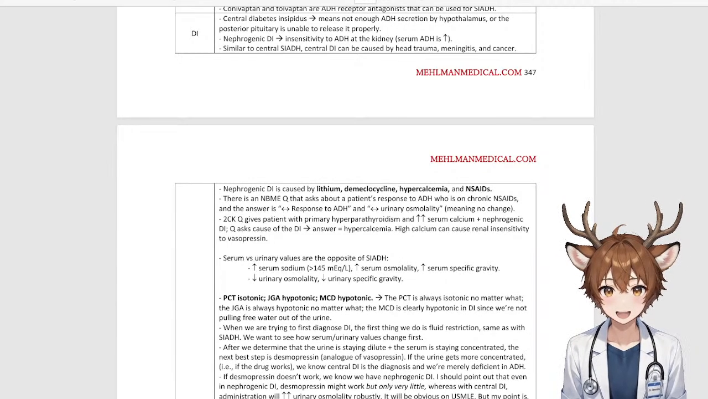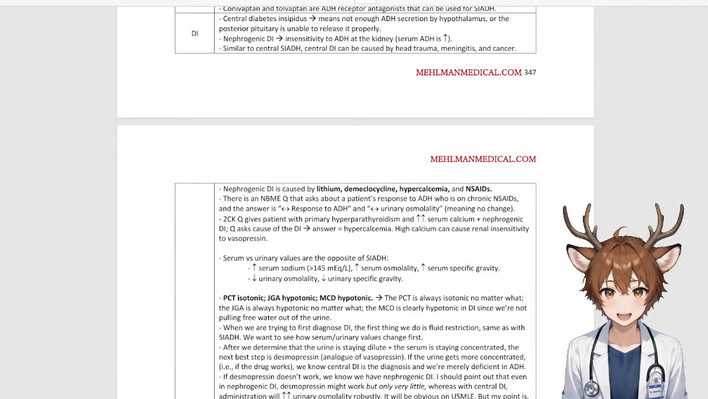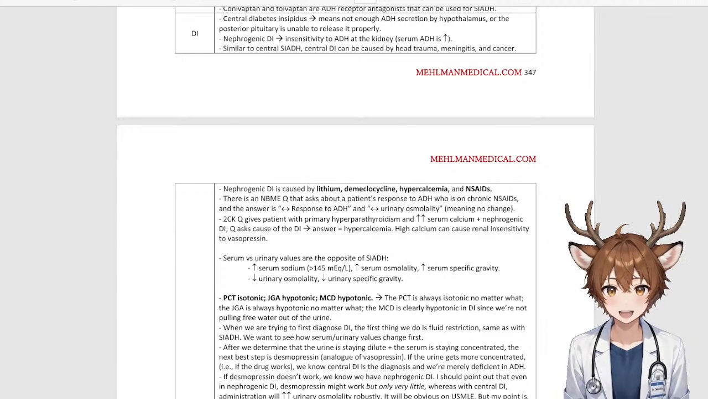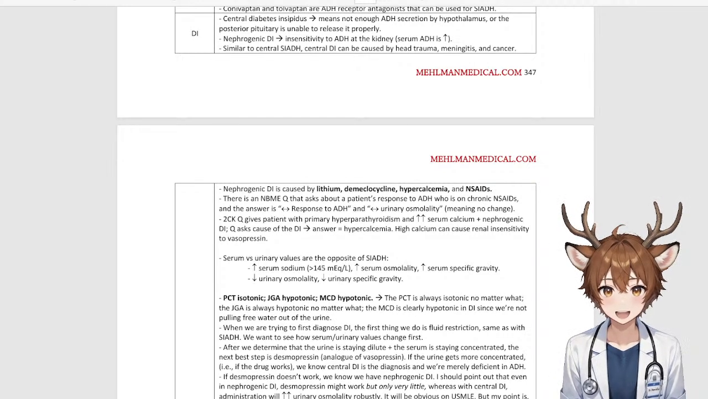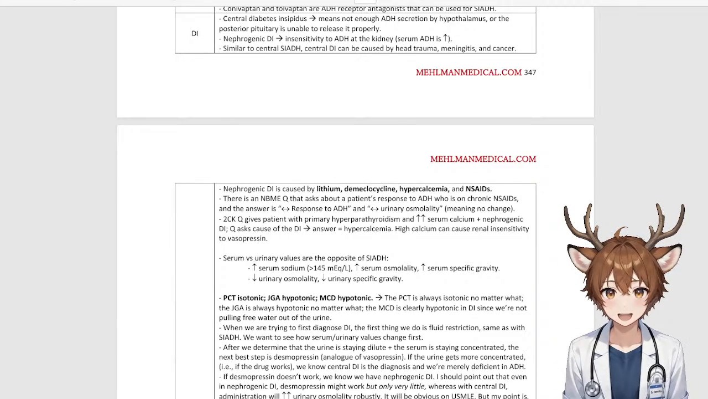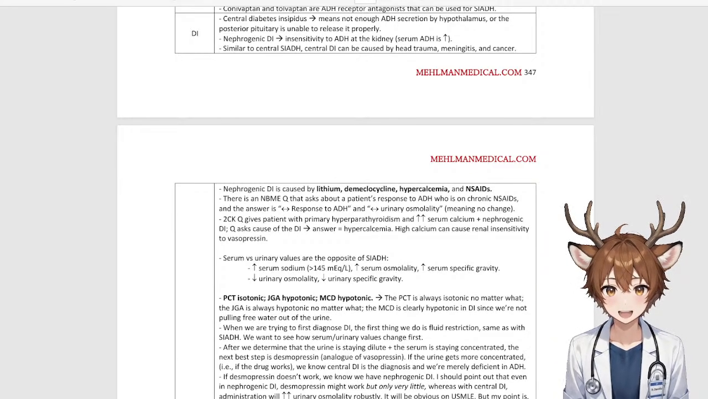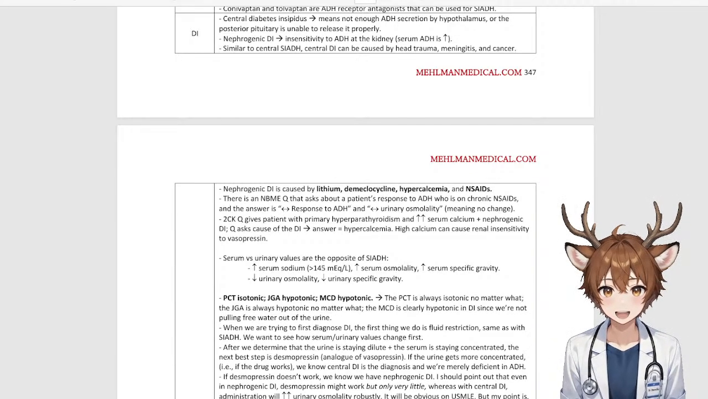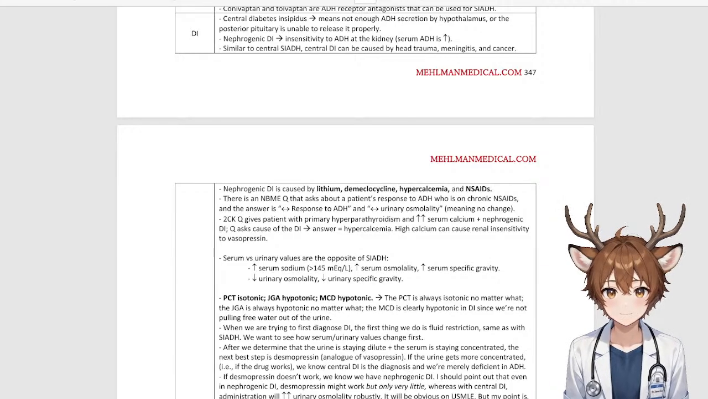Serum versus urinary values are the opposite of SIADH. Elevated serum sodium would be greater than 145 milliequivalents per liter, and elevated serum osmolality, elevated serum specific gravity. Decrease in urinary osmolality, decrease in urinary specific gravity.